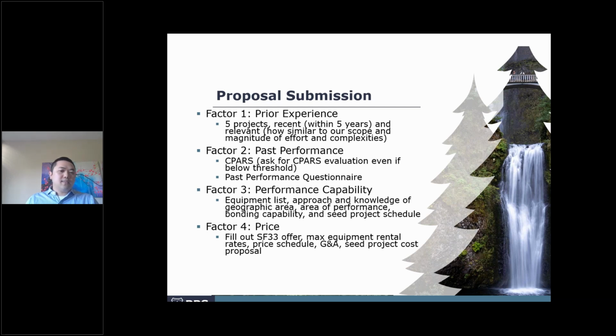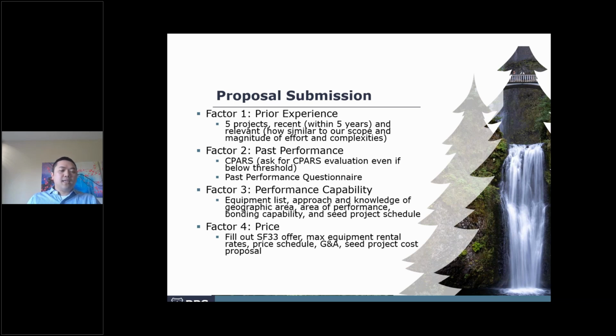And finally, your price. You've got your SF33, which is the beginning of your offer, and then your max equipment rental rates. We want to see the most your rates would be, and they'll be binding in the contract, but they'll be your maximum. It just gives us an idea of how much each project is going to cost later on, and if it's in a nearby location and it's going to be much less, by all means use the lower rate. You're allowed to do that, but you just can't exceed that. So just something to be mindful of.